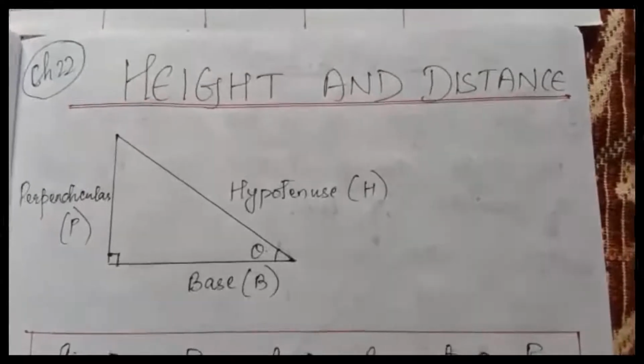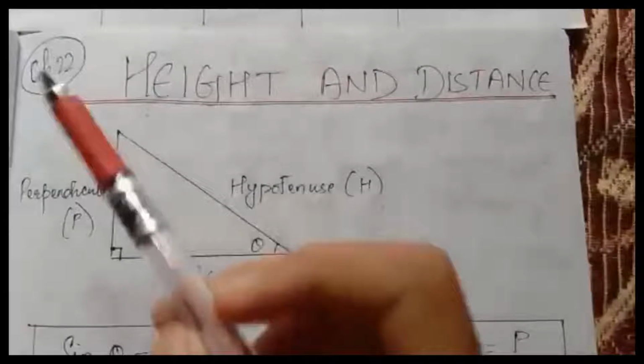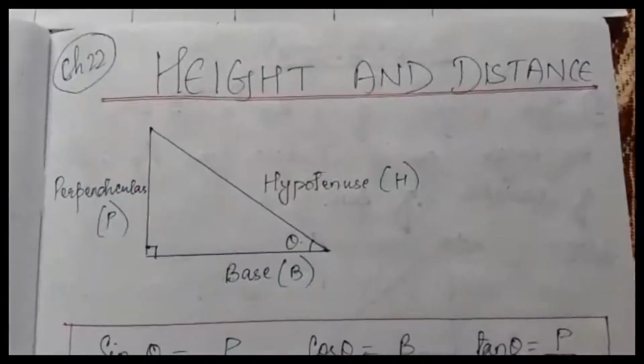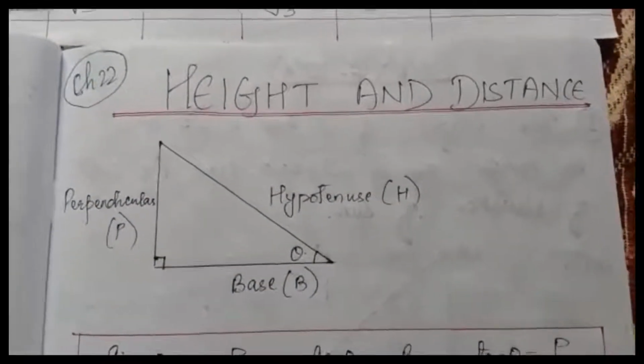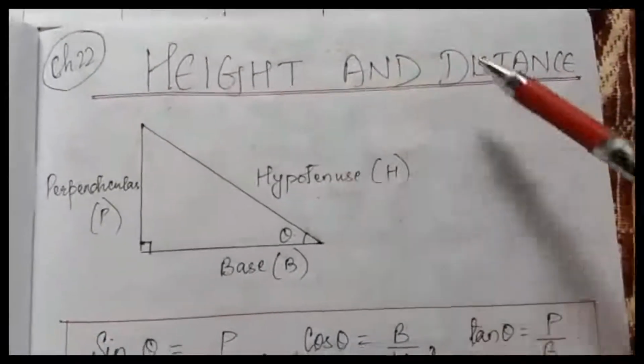Today I am going to start a new chapter of trigonometry, okay? Chapter 22, and this is the second chapter of trigonometry. We have already finished the first chapter of trigonometry, chapter 21. So from today we will start height and distance.